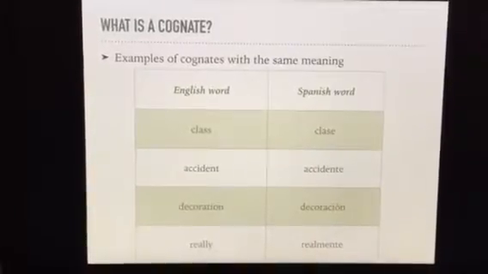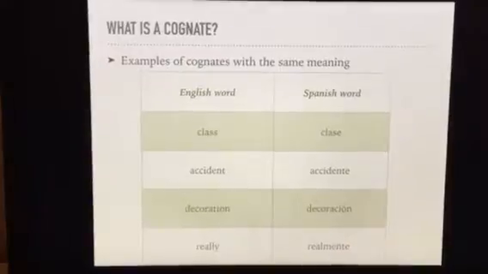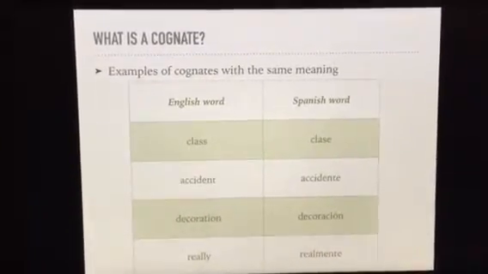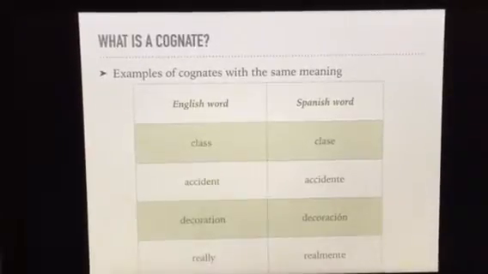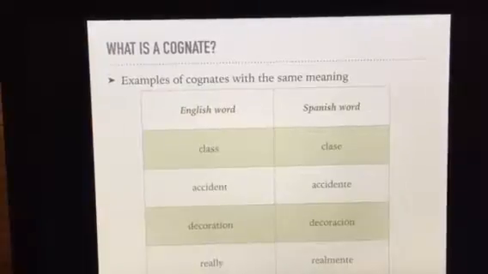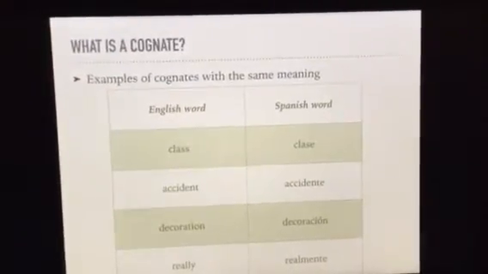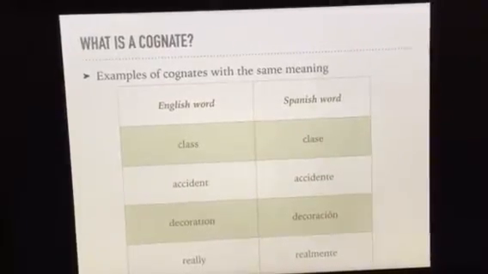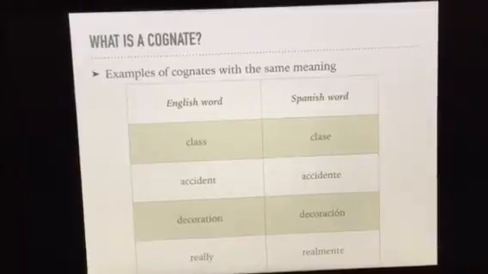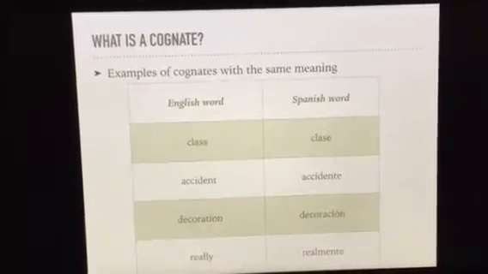So for instance, you look at the English word class becomes the Spanish word clase, which of course means a group of students. You look at the English word accident becomes the Spanish word accidente, which means something bad or some type of mishap that occurs. Decoration becomes decoración and really becomes realmente. This is a huge advantage for Spanish speakers.